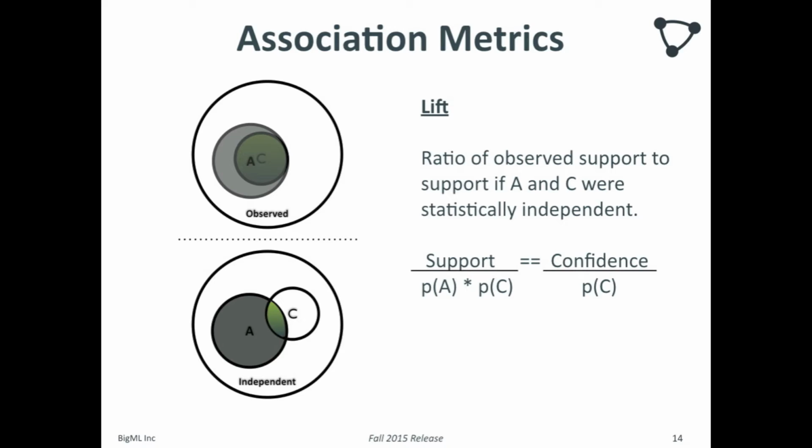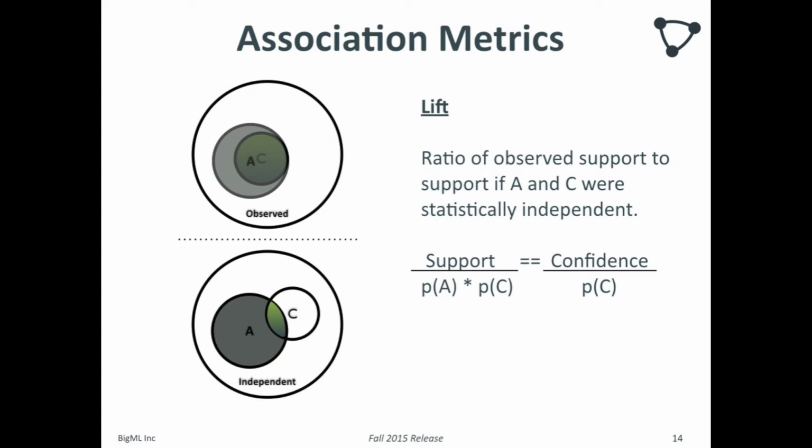And so you can see how this is computed. This is literally the support that we've already discussed, divided by the product of their two probabilities. That's the traditional way of computing the support for two independent variables. And it's worth pointing out that, by substituting the definition of confidence, you can also compute this as the confidence divided by the probability of the consequent.